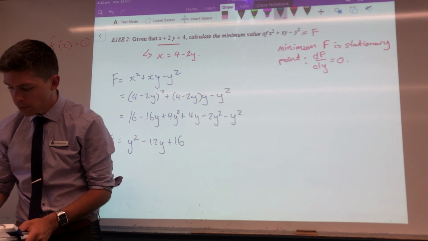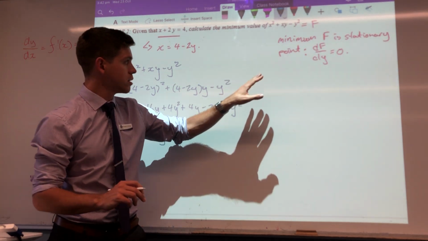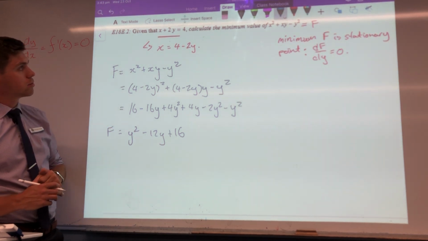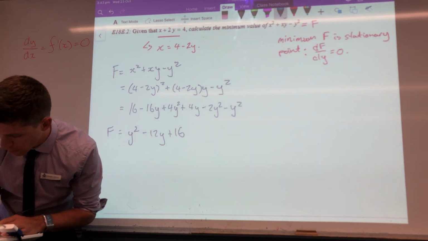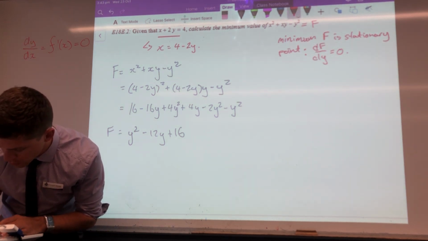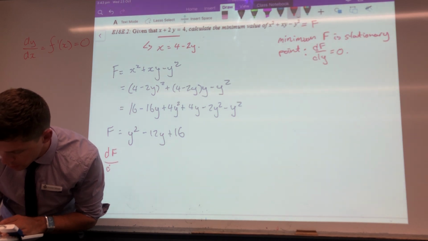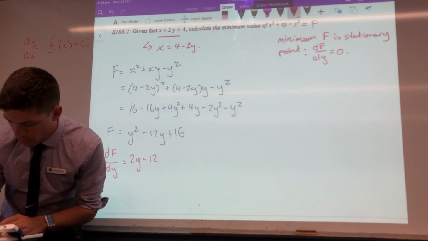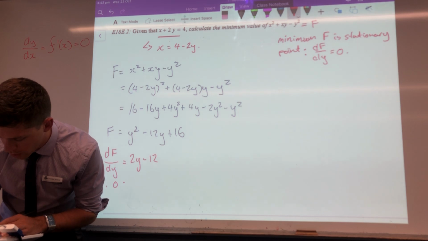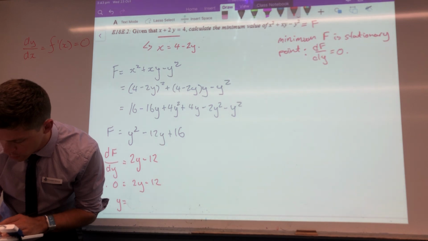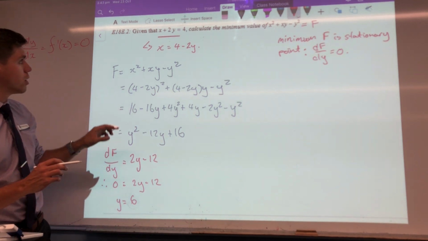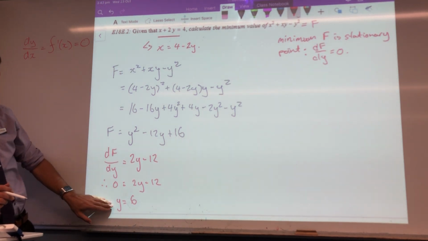Perfect. So now what are we trying to do? Well, let's differentiate this to obtain df dy, and set it equal to 0 to then calculate the minimum value. So df dy is equal to 2y minus 12. And setting that to 0, 0 equals 2y minus 12, so the stationary point is going to be at y equals 6. So in other words, the minimum of our function is going to be at y equals 6.